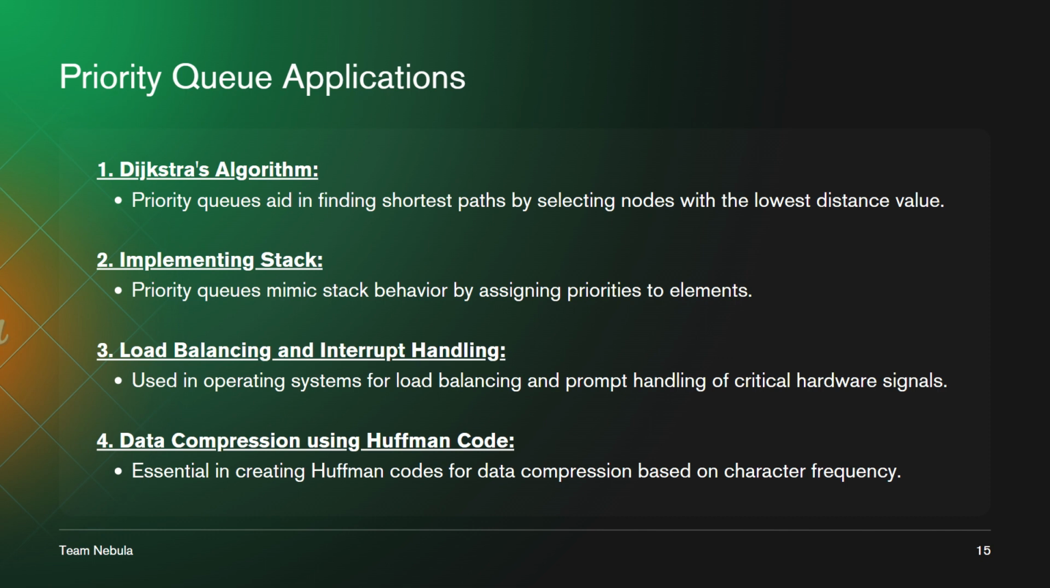Data compression using Huffman code. Priority queues are essential in creating Huffman codes, a technique for data compression. In Huffman coding, characters are assigned varying length codes based on their frequency of occurrence. Priority queues come into play during the process of constructing this code tree.